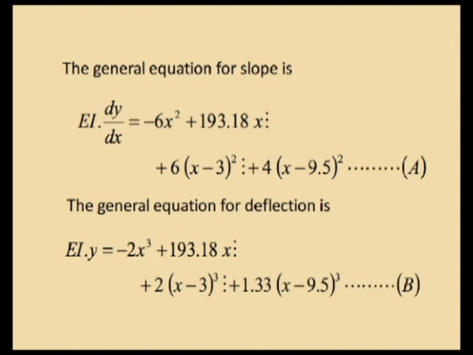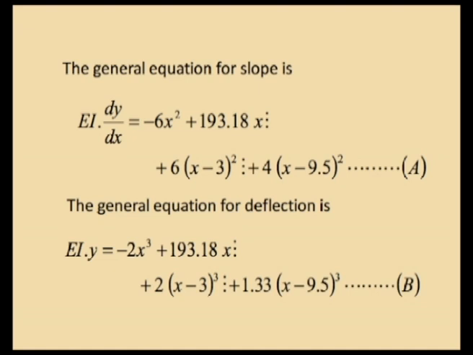To obtain slope at the supports, say if I want slope at support A, I need to substitute x equal to 0 in the general equation for slope up to the first dotted line, and if I want slope at B, we need to substitute x equal to 14 meters in the equation A. The entire equation can be made use of.